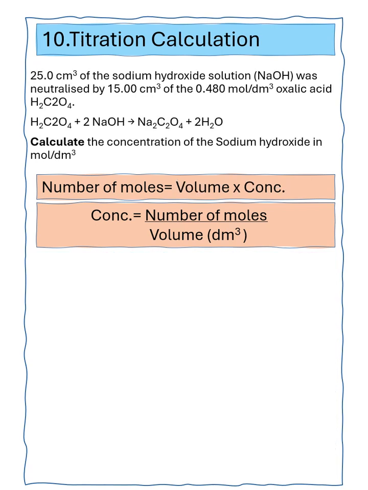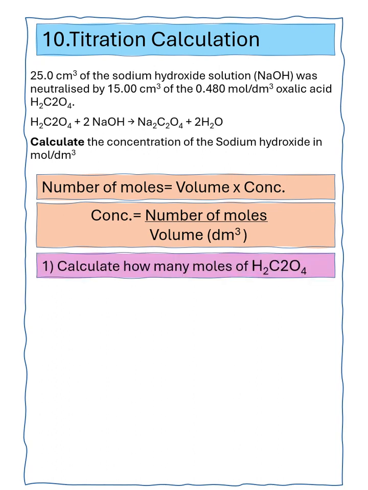Question 10 says calculate the concentration of sodium hydroxide in moles per decimeter cubed. It's a titration question, so we've got the volume of sodium hydroxide and we've got the volume and concentration of oxalic acid. We're going to use the two equations throughout, and the first thing we're going to do is calculate how many moles of oxalic acid we've got.